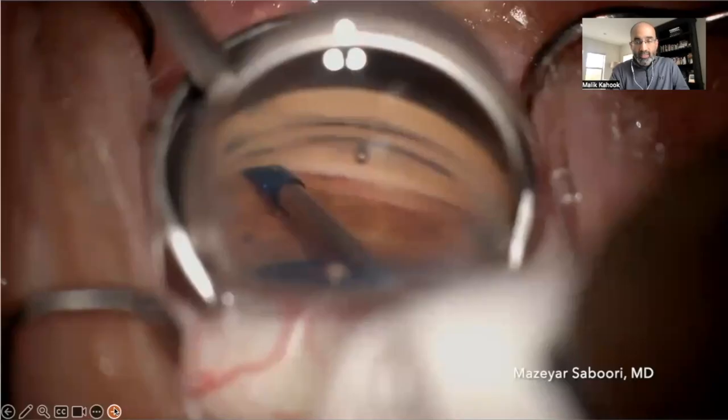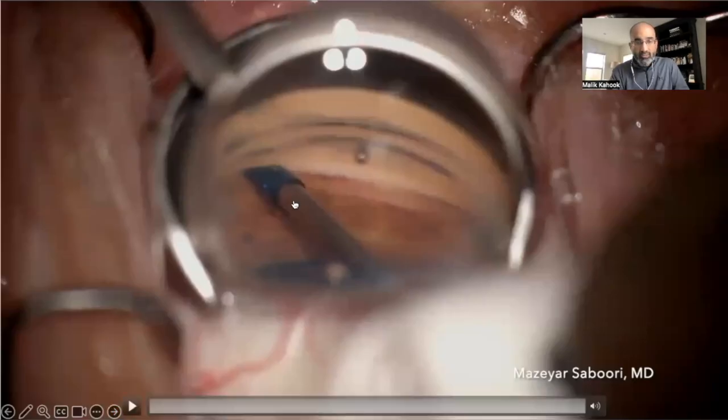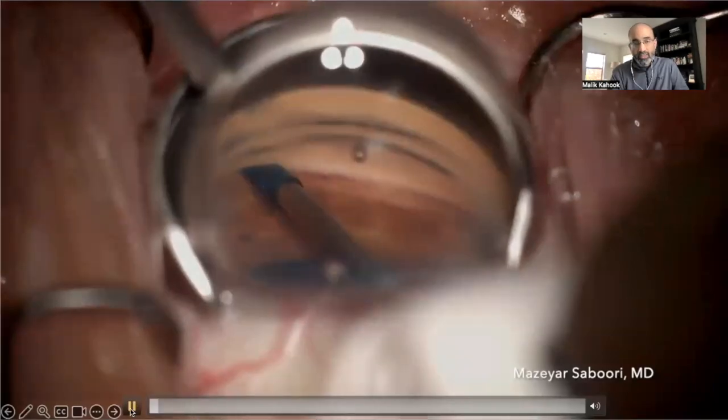So here's a treatment. This is Maziar Saburi performing this procedure. When you're looking at this video, I want you to pay attention to this side of the canal, and you'll actually see some of the blood, red blood cells moving along the canal when the viscoelastic is going in. So I'll play it here so you can take a look.